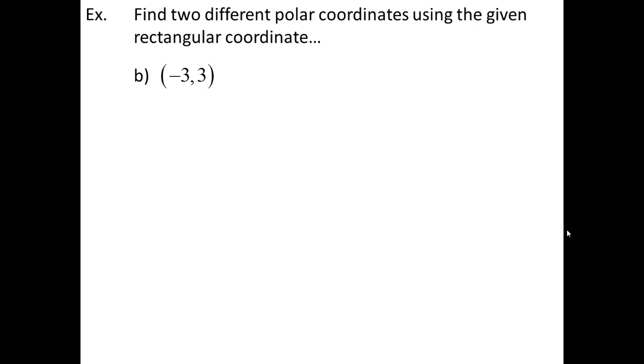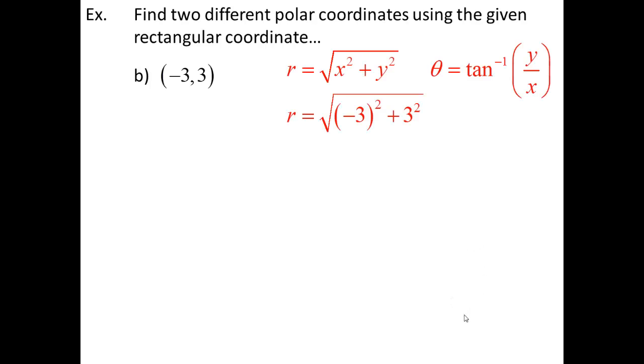Alright, so the first one is at negative 3, 3. We'll go ahead and start with our standard formulas. Plug in negative 3 and 3 for x and y to get the radius, and I get root 18, or if you simplified that, that would be 3 root 2. We'll do the same thing with the inverse tangent formula, 3 over negative 3, which is going to reduce to negative 1, which means that's a unit circle value. I hope you didn't pick up your calculator.